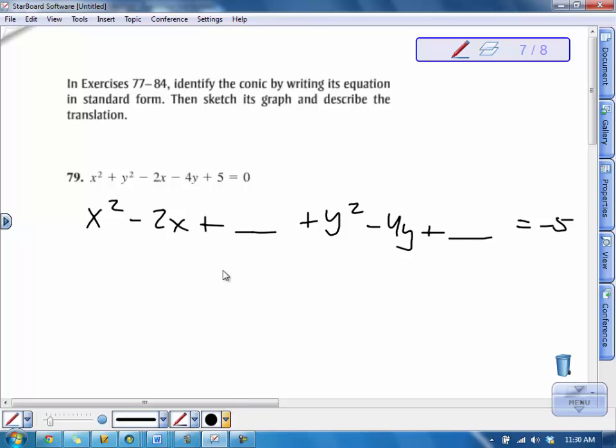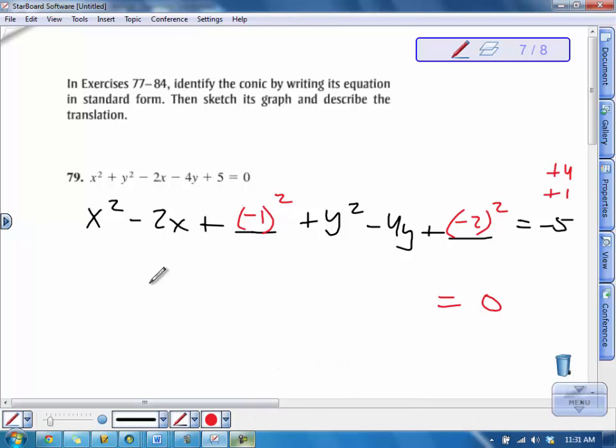Now I need to add something to this to complete the square. That's b over 2. You always add b over 2 squared to complete the square, so it's negative 2 over 2, which is negative 1. So it's negative 1 squared. And then negative 4 over 2 is negative 2 squared. All right, now if I add negative 1 squared, that's really 1. I need to add 1 to the other side. Negative 2 squared is really 4, so I need to add 4 to the other side as well. Okay, that gives me 0 on the right side.